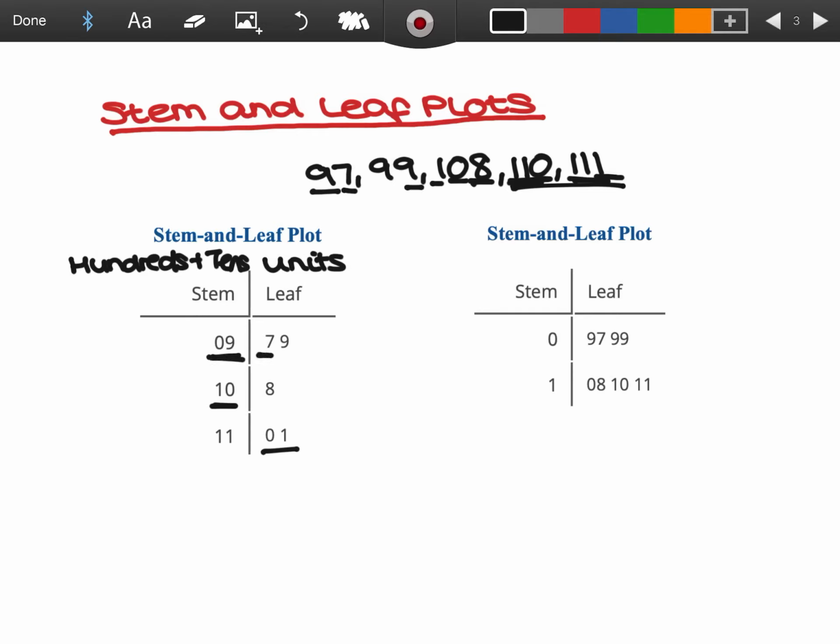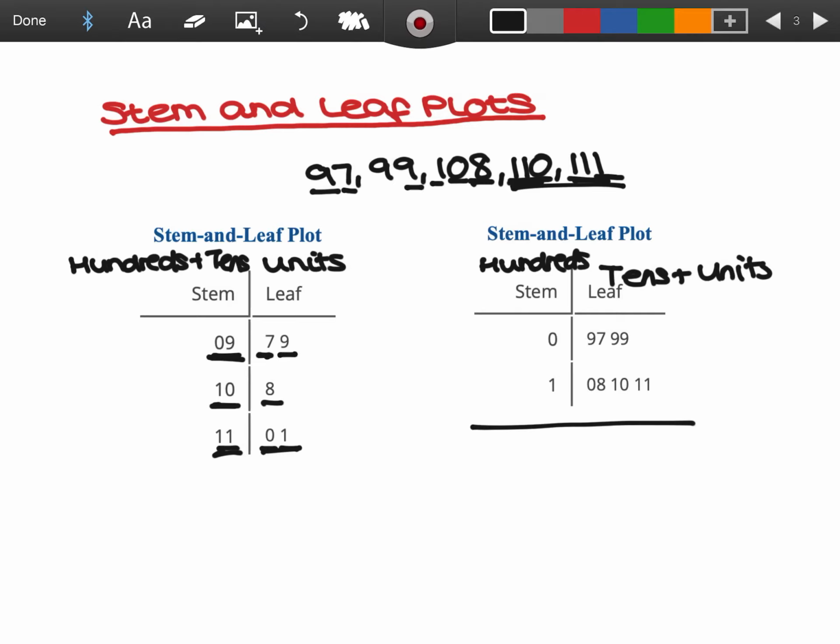So when you read this, from here and here, I would have my data point 97. Then our next data point would be 99. Then we would have 108, 110, 111. So you can then just read them back off to make sure that you've got this correct. This one on the right here, all we have done is just broken it up differently. So our stem is our hundreds column, and the leaves are tens and units. So it's the exact same data points, but we've just split them up slightly differently.